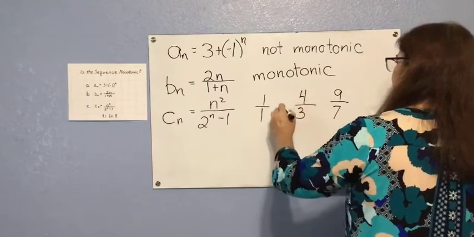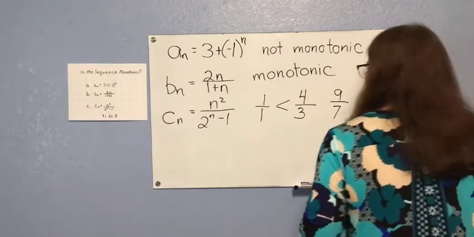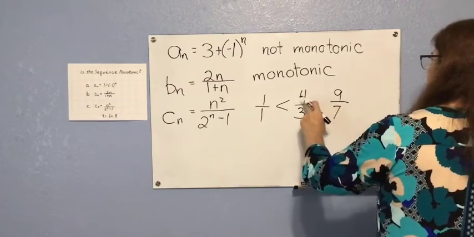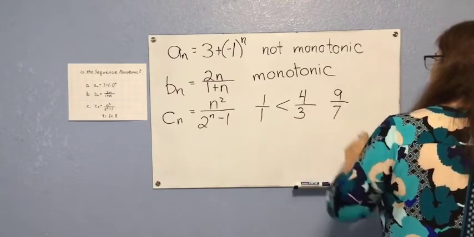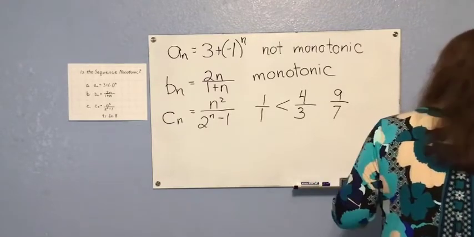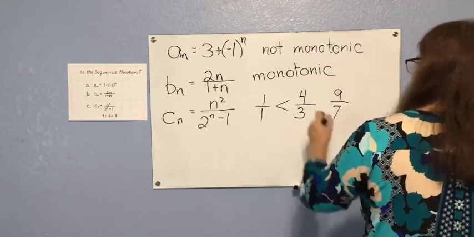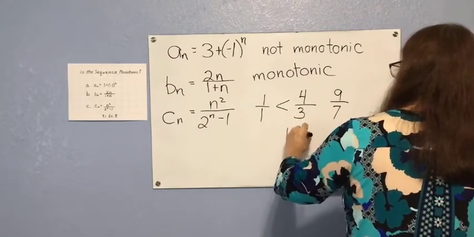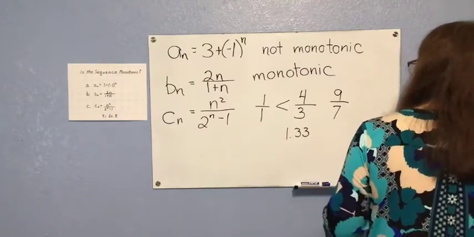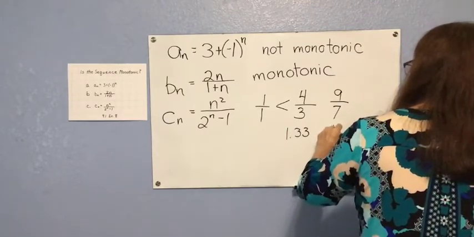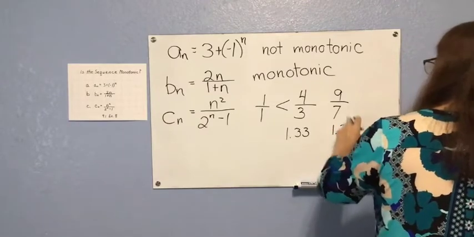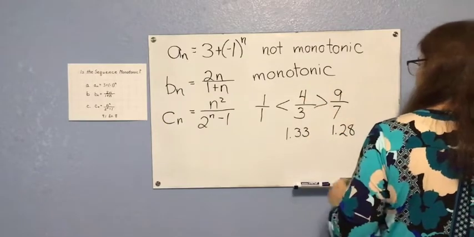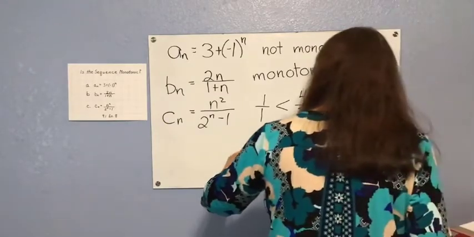Well, I know that 4 over 3 is greater than 1, but what about here? Is 4 over 3 greater than or less than 9 over 7? If we compare the decimals here, we have 1.33, and 9 over 7 is approximately 1.28. So this is smaller than this, and so this is not monotonic.